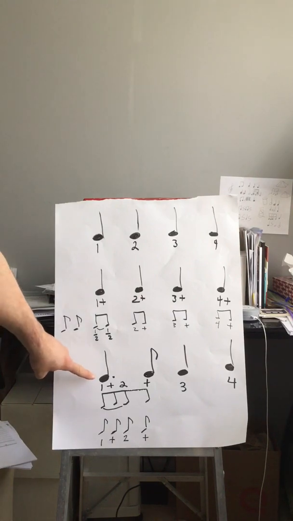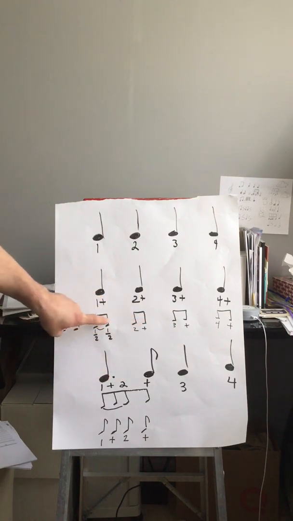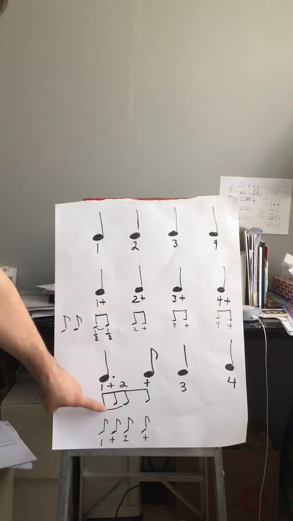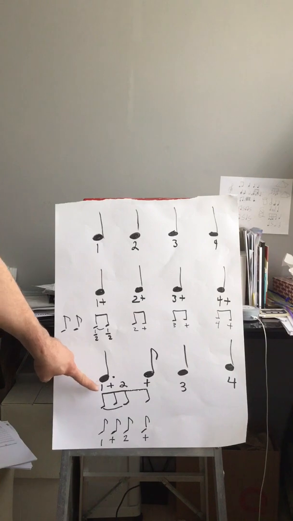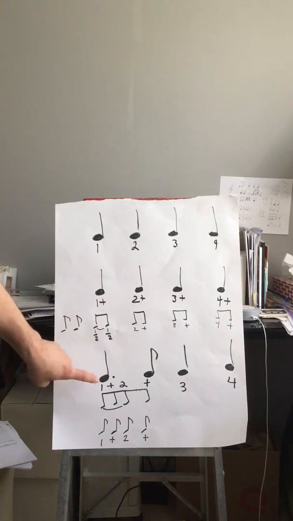So a dotted quarter note is longer because it has a dot next to it, and it's equal to not 2 eighth notes, it's equal to 3 eighth notes. So I tied these 3 eighth notes together, and the way you would count 3 eighth notes if it started on beat 1 is 1 and 2. So that's what you would write underneath this dotted quarter note. Not 1 and, it's 1 and 2 because it's equal to 3 eighth notes.